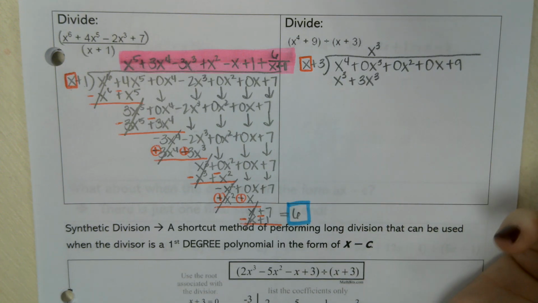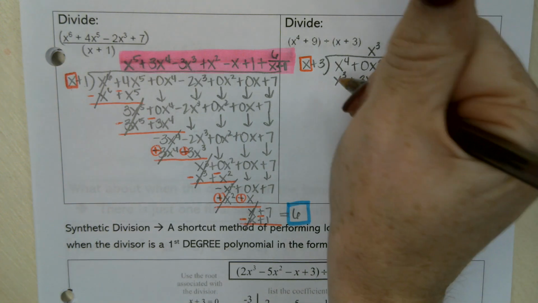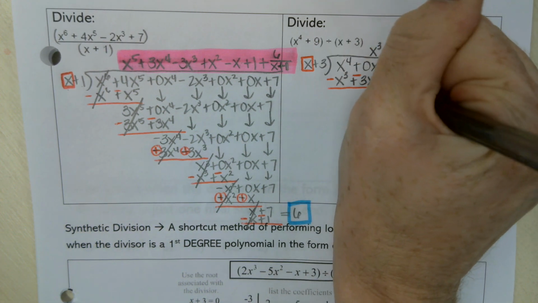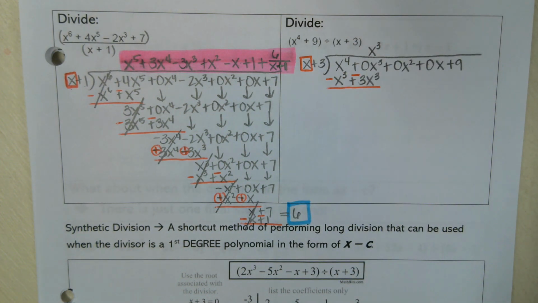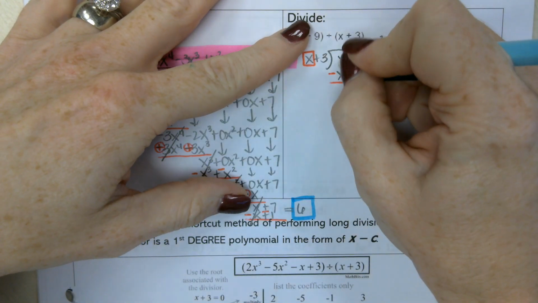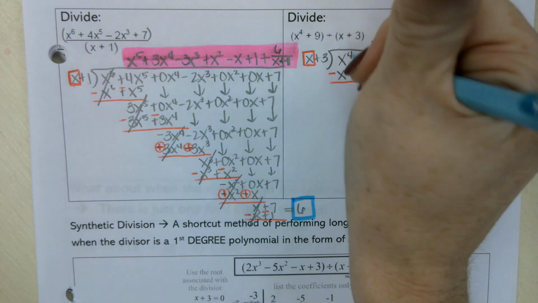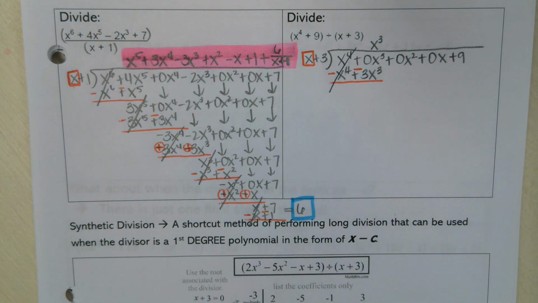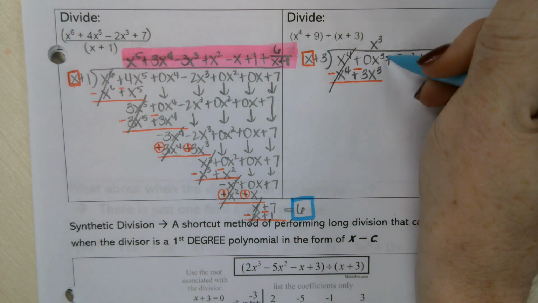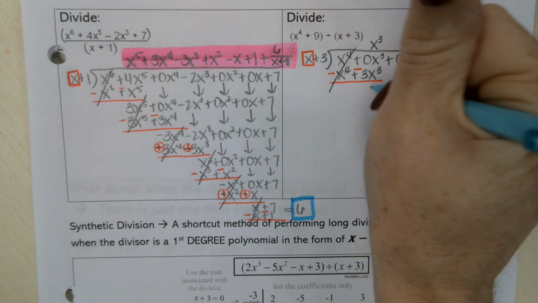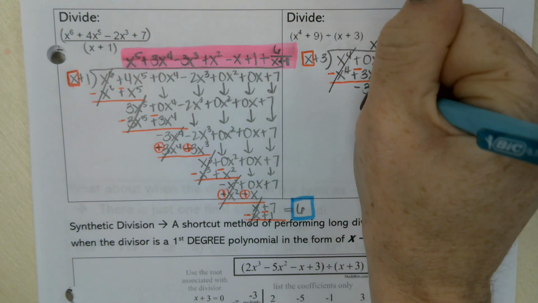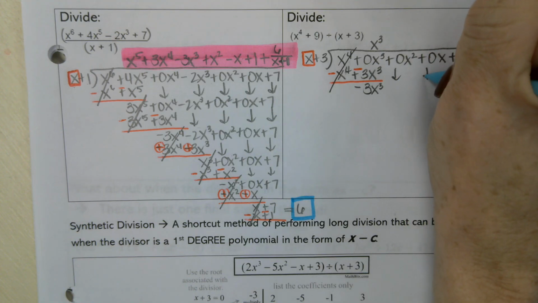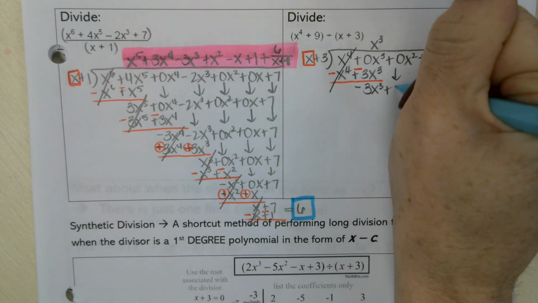And what do I come through and do? I am subtracting. Oh, that should be x to the 4th, I'm sorry. My x to the 4ths cancel out. Then I've got 0x cubed minus 3x cubed, so that's just negative 3x cubed. And we bring it down.